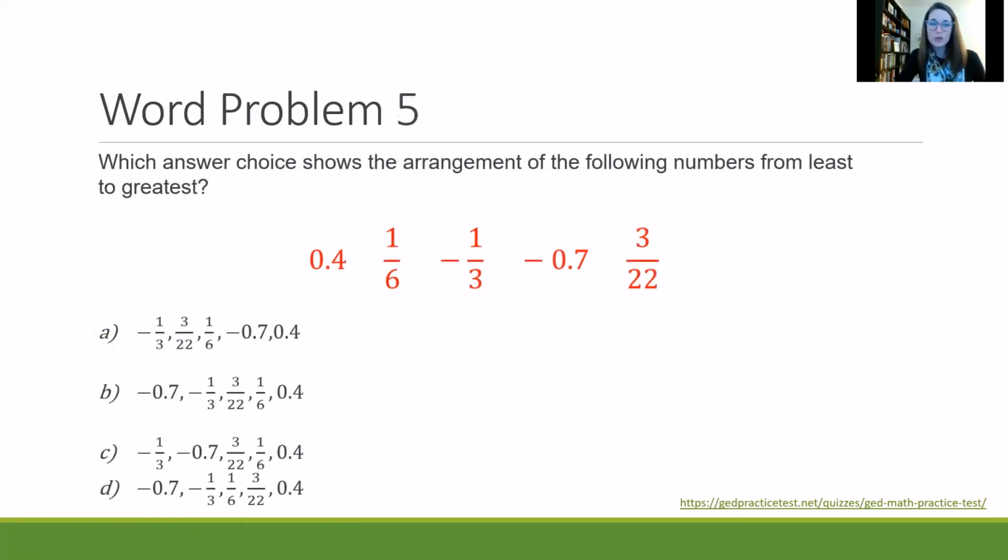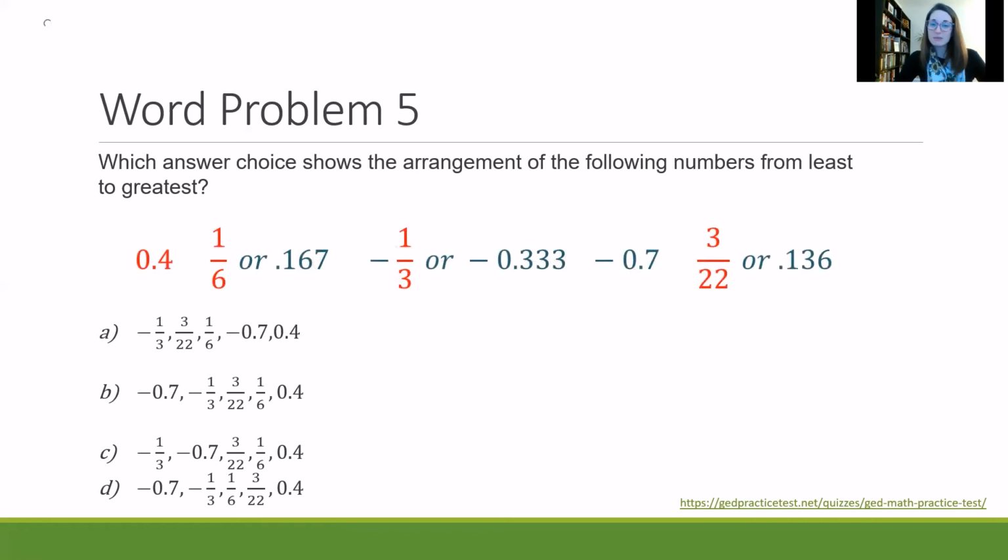For word problem 5, it says, which answer choice shows the arrangement of the following numbers from least to greatest? Now, you'll notice these numbers are a mix of decimals and fractions. This is a very common type of question on your tests. So the easiest thing to do is to translate some of these into the other type. So you'll see here we have the fractions that we've translated over into decimals. The easiest way to do that is to take your calculator and just do 1 divided by 6, which is 0.167, or 1 divided by 3, which is 0.333, or 3 divided by 22, which is 0.136. The reason that we're switching to decimals is that it's a little easier to figure out their size and to get them all on the same page.